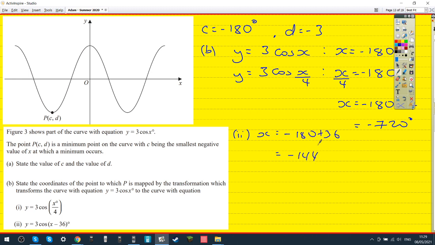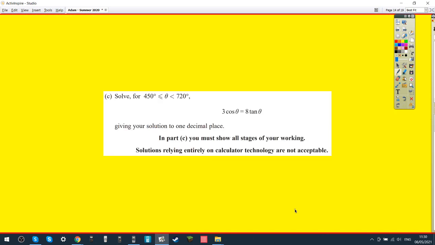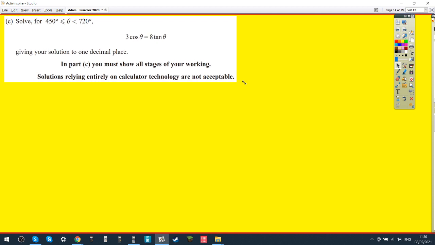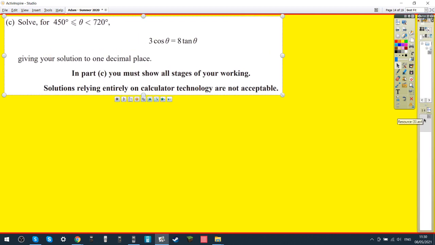Well, you got the method mark. But they want coordinates. All right, so you just have to make sure you put in minus 720 minus 3 and minus 144 minus 3. Yeah, because sometimes the thing changes. Right, solve. Okay, let's solve this.